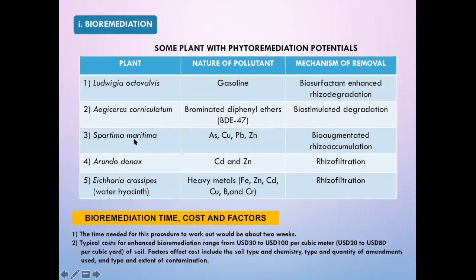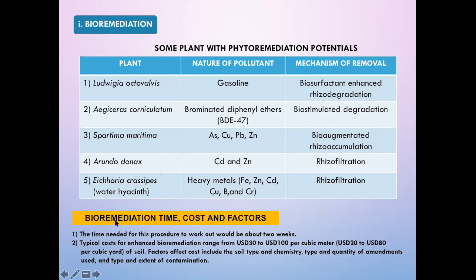The third plant, Spartina maritima. The nature of pollutant that can be removed is arsenic, cuprum, plumbum, zinc. Mechanism of removal: bioaugmented rhizoaccumulation. The fourth plant, Arundo donax. Nature of pollutant: cadmium and zinc. Mechanism of removal: rhizofiltration. The last one will be Eichhornia crassipes, water hyacinth. Nature of pollutants are heavy metals such as ferrum, zinc, cadmium, cuprum, boron, and chromium. Mechanism of removal would be rhizofiltration.